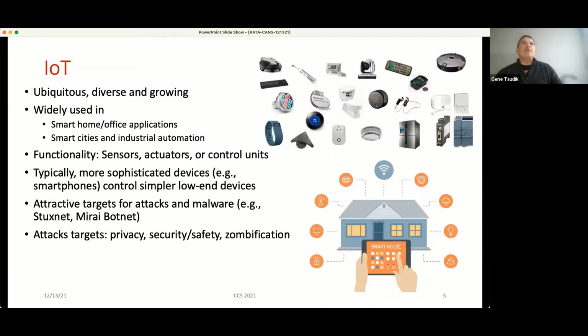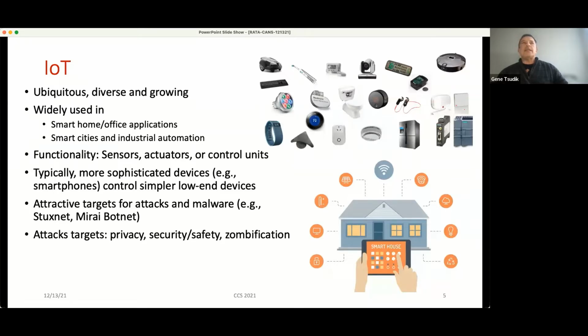Typically, the simple devices are at the edge, and then they're generally controlled by a more intelligent life form, something like a hub or concentrator or a router, or even the owner's smartphone. And of course, as I said, they are becoming very attractive targets for attacks and malware exploits. And we've heard, of course, I mentioned already the more famous examples.